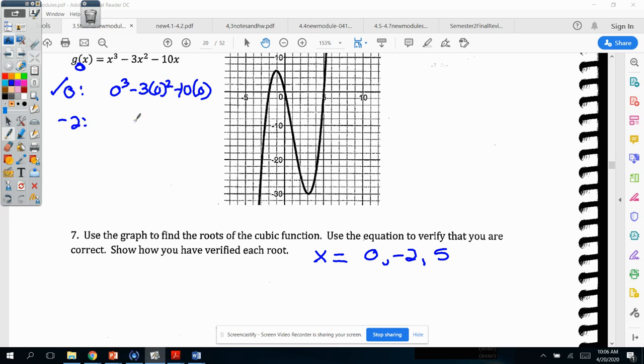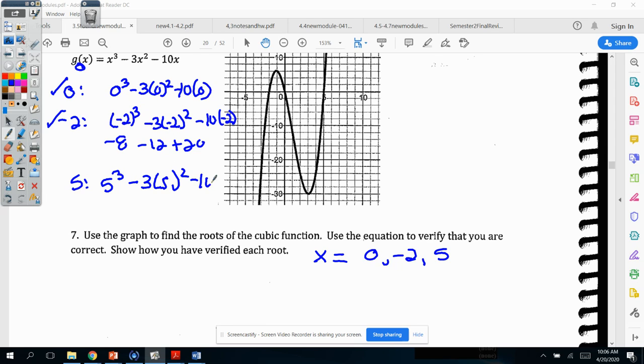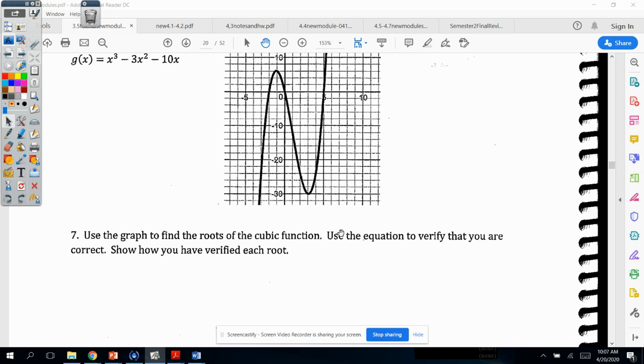Does that equal 0? And the answer is yes. If you try -2, you would have -2 to the third, which is -8, minus 3 times -2 squared, which is -12, excuse me, minus 10 times -2, which is plus 20. That does equal 0, so it looks like we are doing things correctly. And then for 5, it would be 5 to the third minus 3 times 5 squared minus 10 times 5. 125 minus, what's that, 75 minus 50. Also a root.